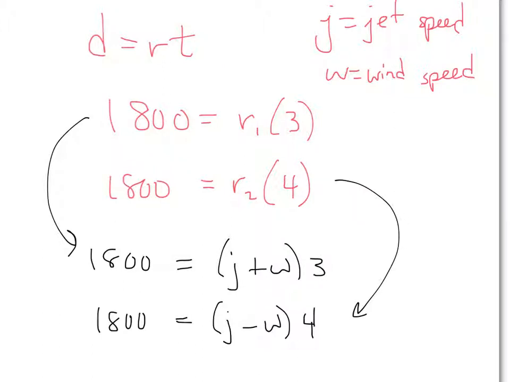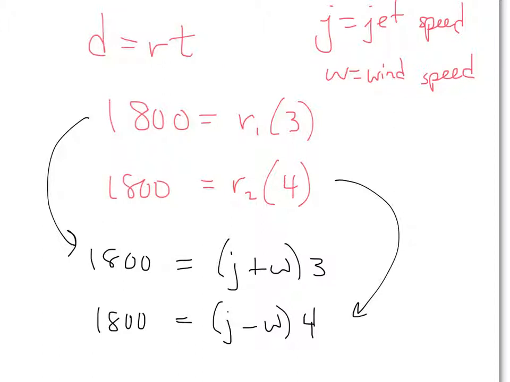So the idea behind this is that although if we solve for R1 and R2, we do get solutions, those are not what we were looking for. Remember, we weren't really looking for R1 and R2. We're looking for J, the jet speed, and W, the wind speed. So we have to specify what we're looking for in this problem. And now we'll notice that we have 2 equations and 2 unknowns. Can somebody suggest a way to solve this?